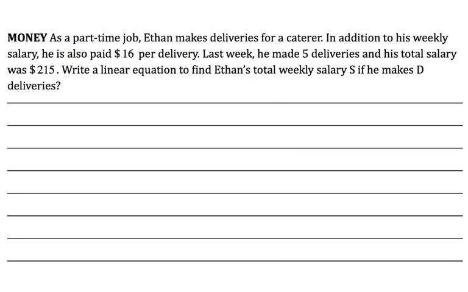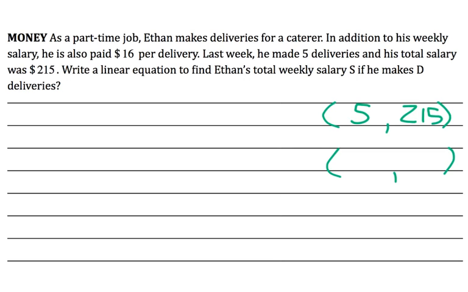Alright, got another problem coming your way. Alright, so read this to yourself, and I'll talk about it too. Now in the last one, we did really find a couple of different points. So this time let's make it even more specific. So we'll set ourselves up with a couple of coordinates that we could get from this. So if Ethan makes deliveries, we know that he's paid 16 per delivery. Last week he made 5 deliveries. Well, that seems like a reasonable input. And his total salary was $215.